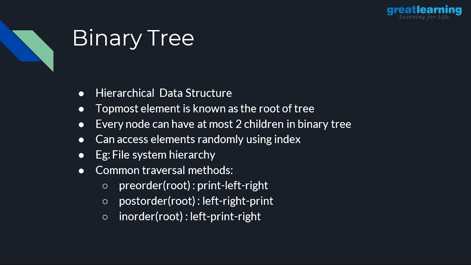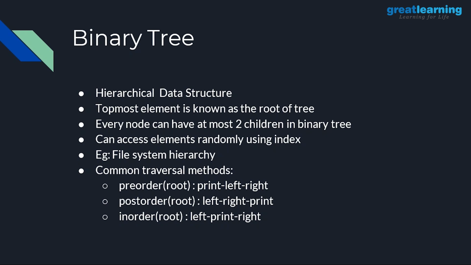But it's a binary tree, so at most there can be two children of a parent. Every node can have at most two children. We are talking about a binary tree. The topmost element is known as the root of the tree. Can we access randomly using an index? Yes, we can access elements randomly using its index.